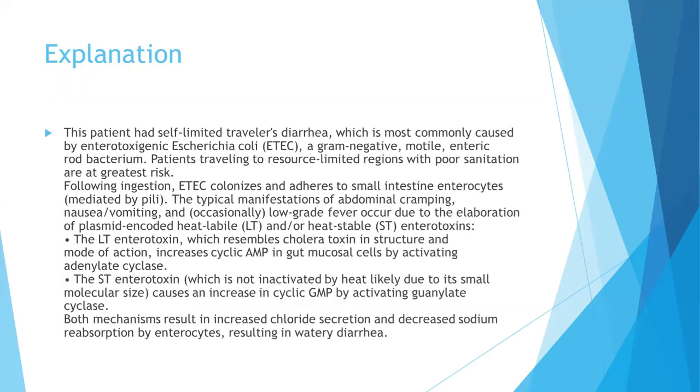So this patient has enterotoxigenic E. coli causing traveler's diarrhea. Now, following ingestion, the enterotoxigenic E. coli colonizes and adheres to small intestinal enterocytes. And the typical manifestations of abdominal cramping, nausea, vomiting, or low-grade fever occur due to the elaboration of plasmid-encoded heat-labile or heat-stable enterotoxin. The heat-labile enterotoxin, which resembles the cholera toxin in structure and mode of action, increases the cyclic AMP in gut mucosal cells by activating adenylyl cyclase, whereas the heat-stable enterotoxin causes an increase in the cyclic GMP, as we have all discussed.